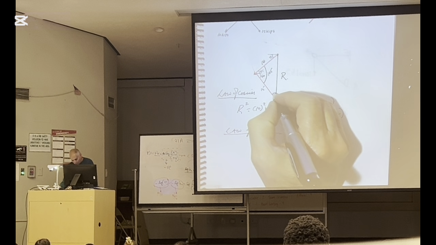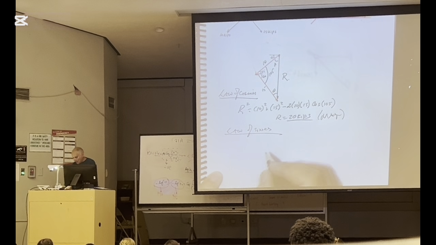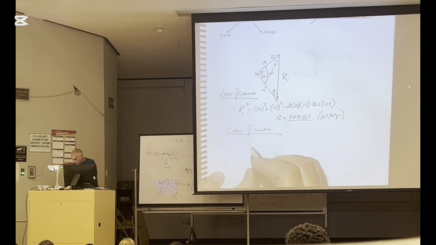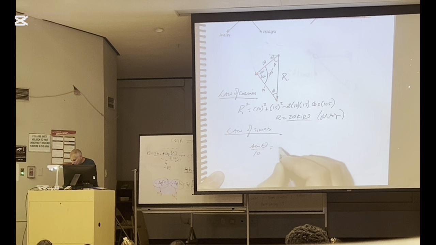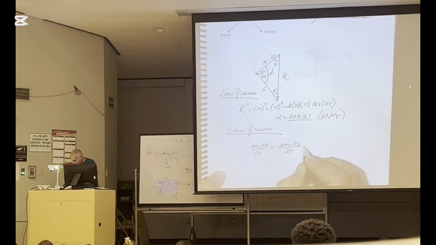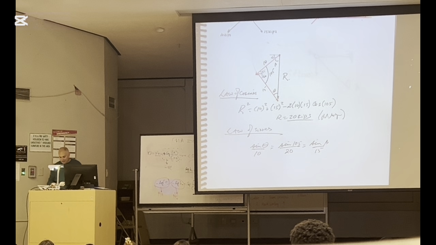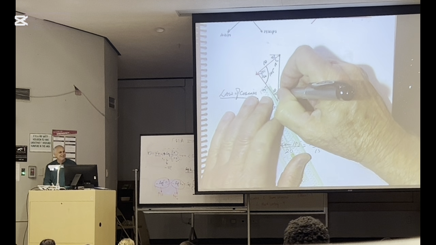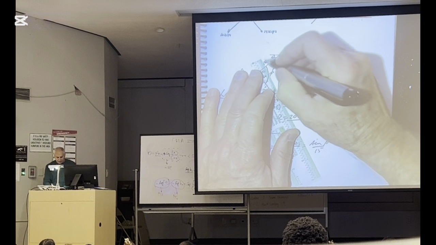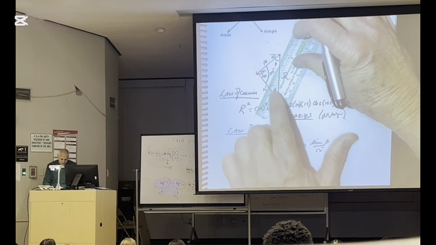Let's call this angle theta. I'm going to write the law of sines now. Sine of theta over 10 is equal to sine of 105 over 20, which is the resultant, which is equal to sine of beta over 15. What does the law of sines say? Sine of the angle and the side opposite. The side opposite theta is the 10. Sine of beta and the side opposite would be the 15.